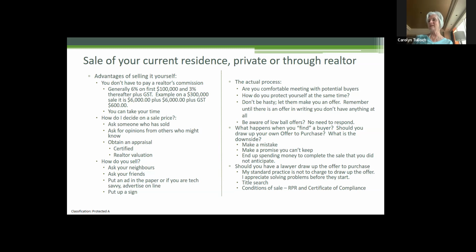The advantages to selling it on your own, first of all, is cost. You don't have to pay a realtor's commission. You can take your time selling it. You have a lot of decisions, though, you have to make. You have to decide on a sale price. You could look at what's sold around you and find out what, in fact, properties have sold for.